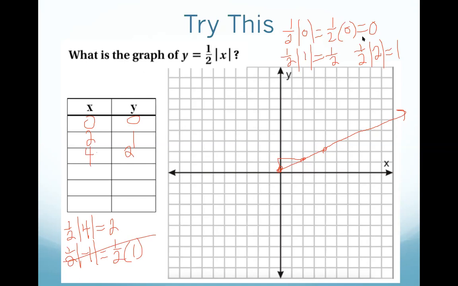Let's try -2. 1/2 times the absolute value of -2 is 1/2 times 2, which is 1. So notice what happened is that my absolute value function turned into a graph with a slope of 1/2.